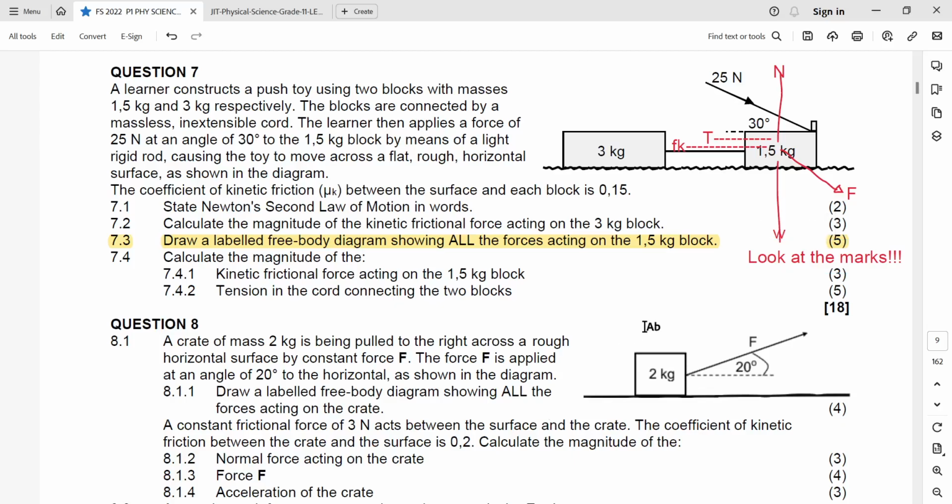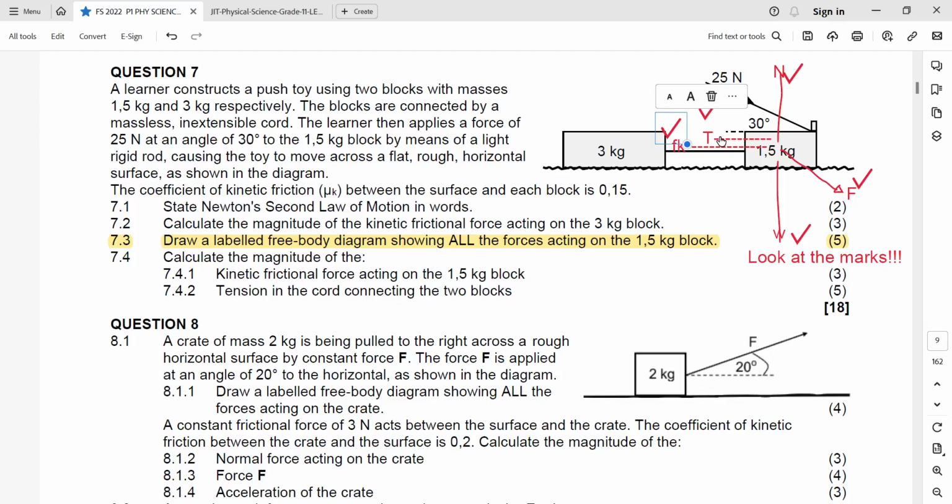Good. I will have 1 mark for each of these forces. According to the marker, I'll have 1 mark for normal, for applied, for weight, for tension, and for kinetic. Then it's 5. So there is nothing you will lose from this one. All the calculations will come from here. If it's a 1.5 kg block, you already know there is an applied force on it, and this is the friction, and also the tension. You will never forget. The applied force F is at a certain angle.